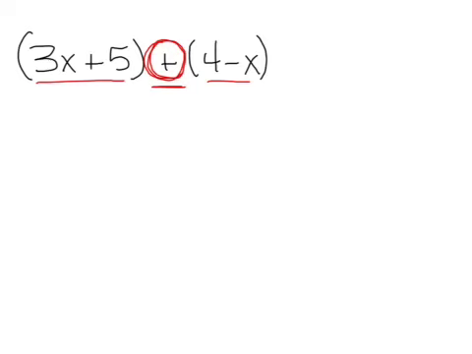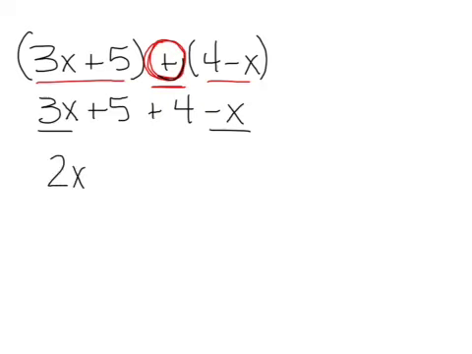So in this case, we can rewrite this, if it helps you, without the parentheses to say 3x plus 5 plus 4 minus x. Notice we're not distributing the plus sign. If we distributed this plus sign here, it does not change the signs to our 4 minus x. And now we just add like terms. 3x minus x are like terms, and that gives us 2x. And then 5 plus 4 are like terms, and that gives us 9.